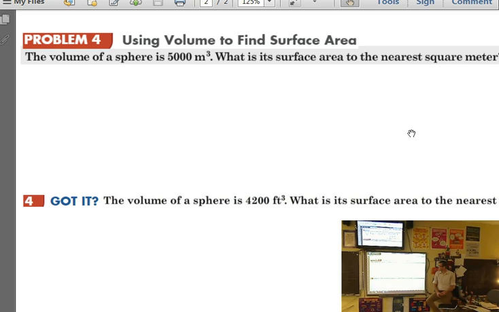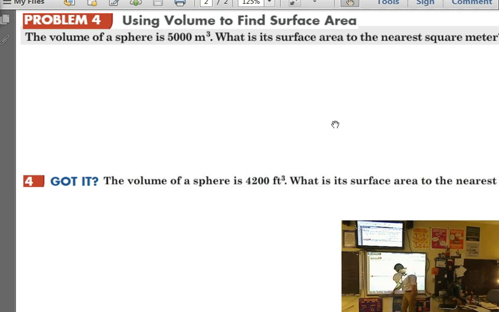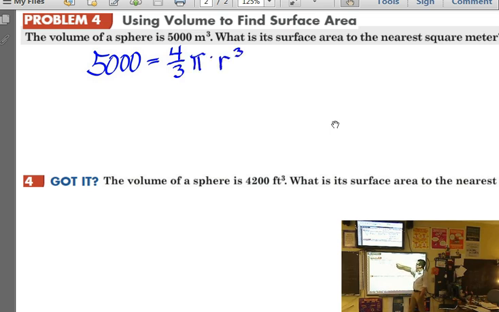So you could work backwards. Since you know the volume and you know how you get the volume, you could just work backwards. So what do I set up from there? You could go 5,000 meters cubed equals 4/3 times pi times radius cubed.